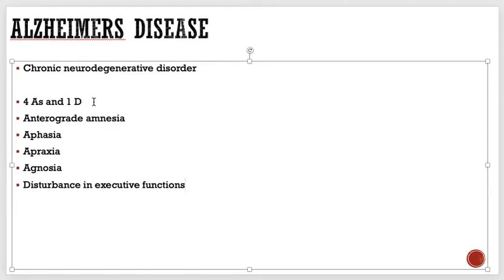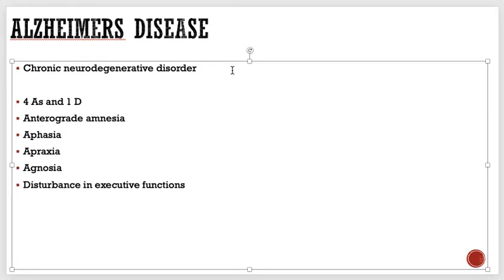This is how they present: anterograde amnesia plus at least one of the other features. This one plus one of the other features is required to diagnose someone with Alzheimer's disease, right? Now, you'll be thinking about what is aphasia.